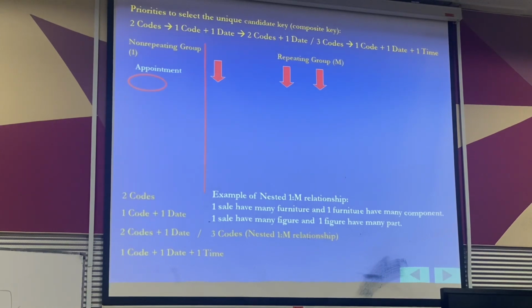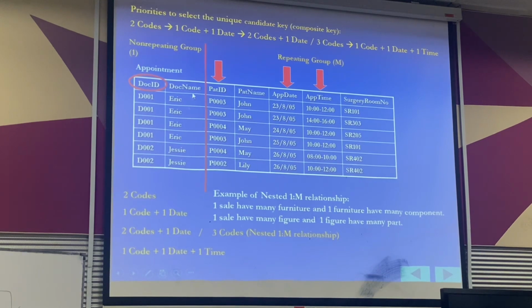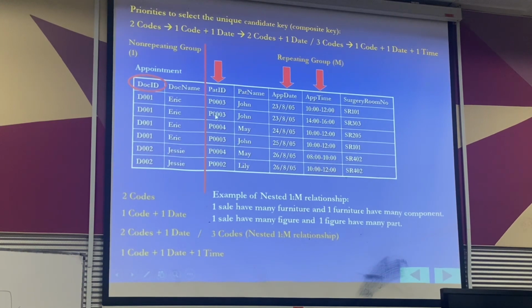So this is another case. Let's say we have this table. So the code here is a doctor ID. One doctor can have many patient appointments. This is a one-to-many relationship. Okay, one doctor can have many patient appointments. Same here, with something different.